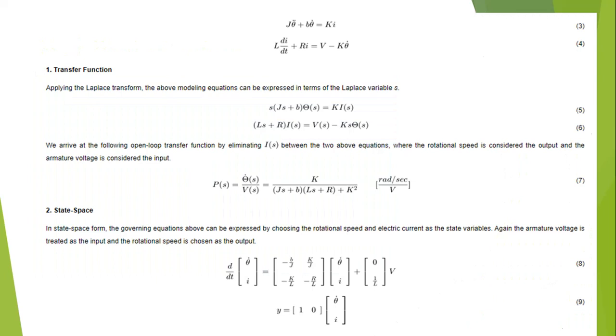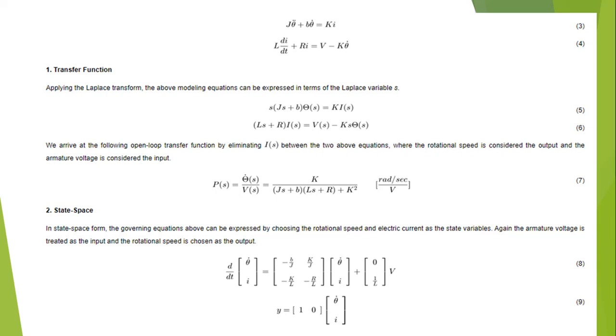And using Newton's second law and Kirchhoff's voltage law on the figure above, we obtain the equations J theta double dot plus B theta dot is equal to Ki and L di by dt plus Ri equal to V minus K theta dot. In this equation, J is the moment of inertia of the rotor and B is the motor viscous friction constant.